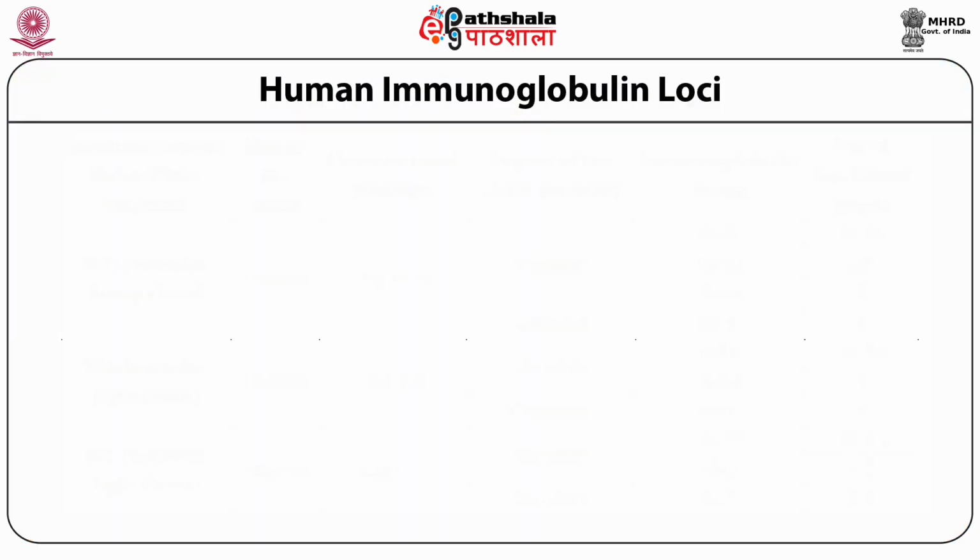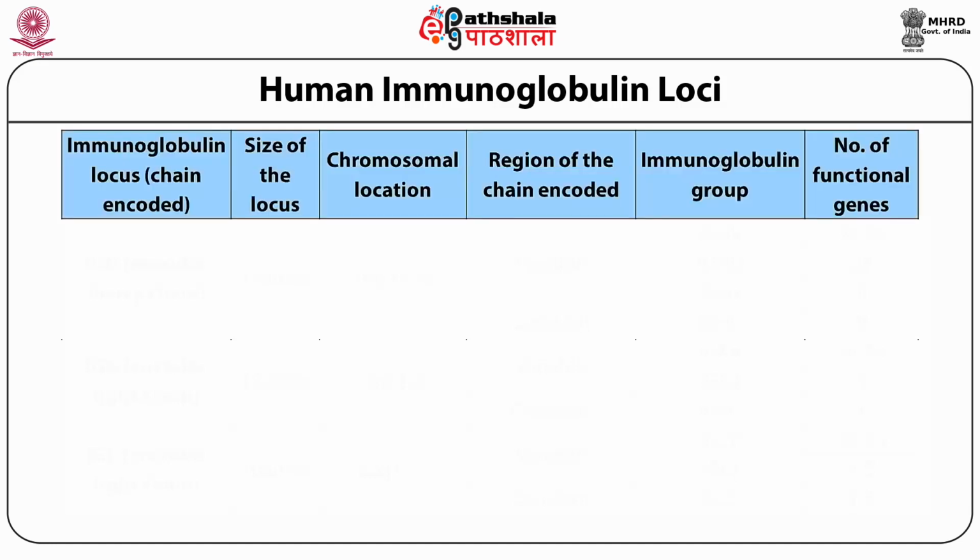The variable region of the immunoglobulin heavy chain is encoded by three different genes: V, which is short for variable, D, which is short for diversity, and J, which is short for joining, while that of the light chains is composed of two genes, V and J. As shown in this table, the locations and sizes of the immunoglobulin loci are different from each other.